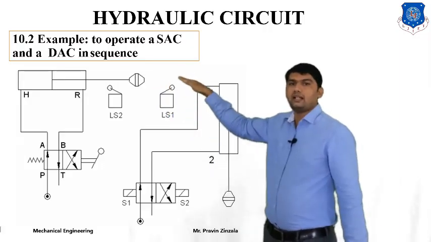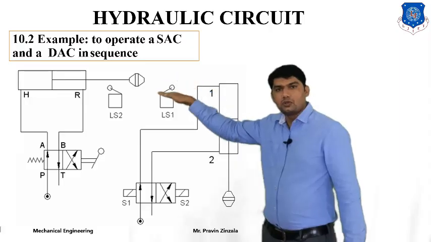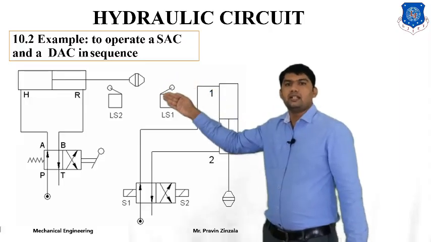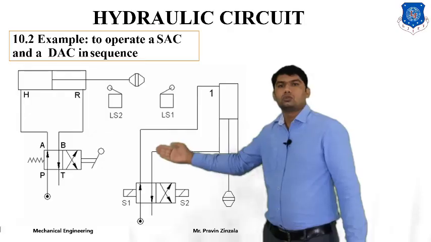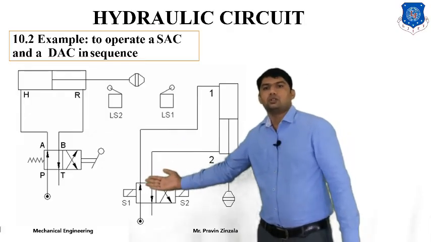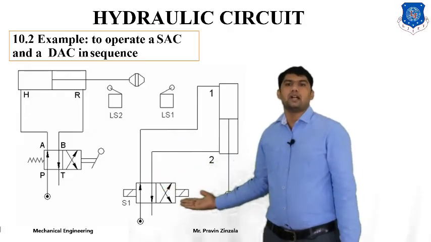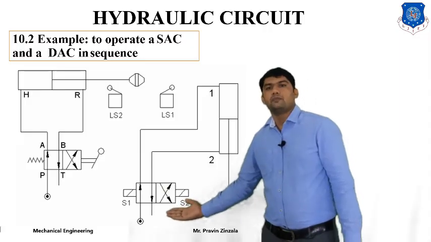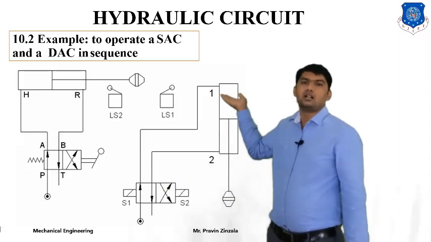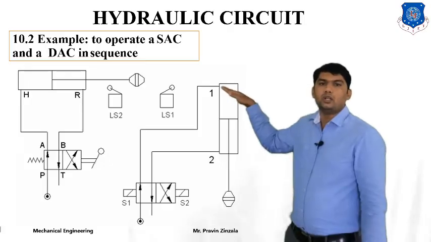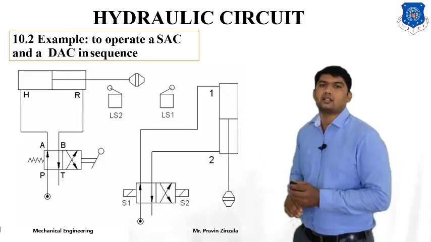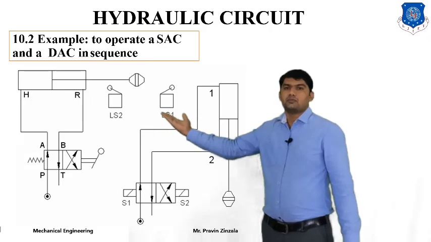At the end of extension, it applies force to the limiting switch. So the limiting switch passes the signal to solenoid valve 1, and the solenoid valve changes the position of the direction control valve. So the pump is directly connected to cylinder 1, and cylinder number 2 starts to extend. What happens in the second position?